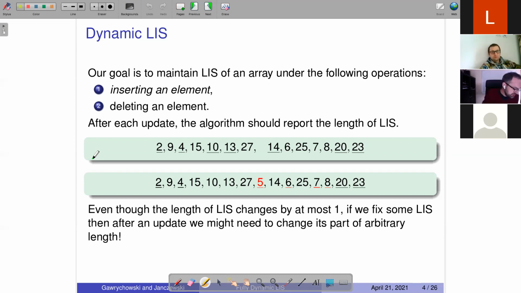And the other operation is deletion, which is that someone tells you that now you should remove the element at position 11 in the current array. So those are the two operations. Okay, so I hope it makes sense, what I mean by dynamic list.